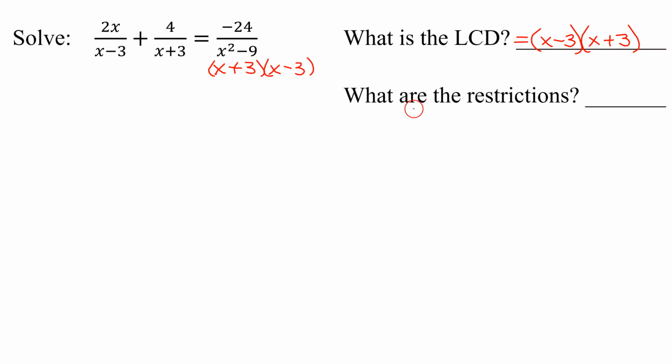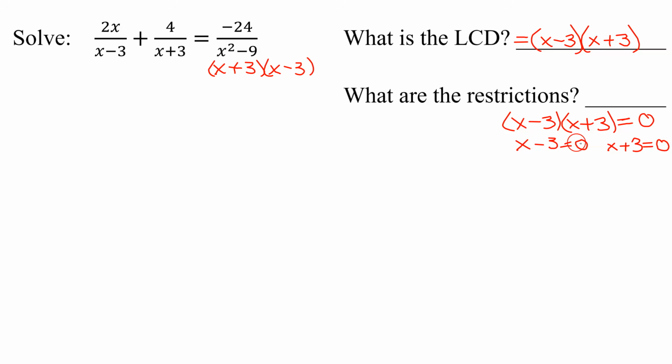The next thing we need to do is find out the restrictions on the variable. What values of the variable make a denominator equal to 0? So to find that, we set our LCD equal to 0. So I have x minus 3 times x plus 3 equals 0. Two numbers multiplied together equals 0. Set each of them equal to 0. So I get x minus 3 equals 0 and x plus 3 equals 0.